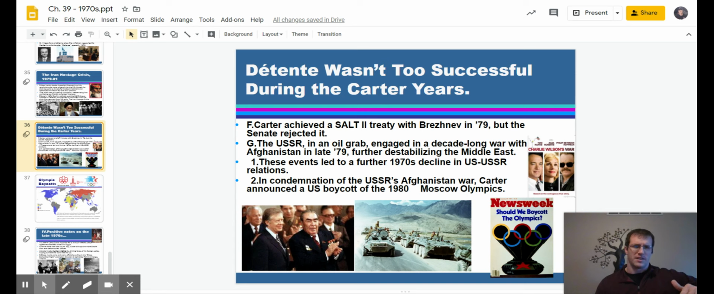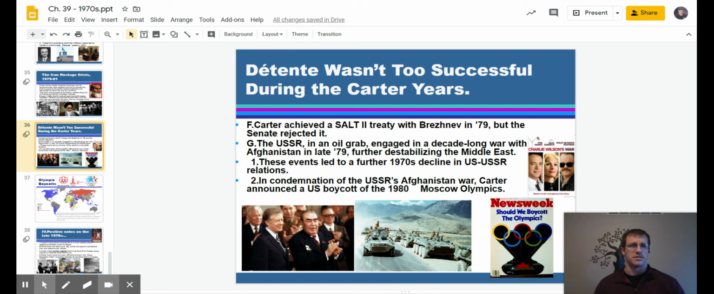So remember, we said that when Carter takes office in '76, he's got a Democratic majority in the House and the Senate. I believe in '78, that changes in the Senate. The Republicans take back a majority in the Senate, if I remember correctly. So by the time we get to 1979, Carter achieves this treaty with the Soviet premier to scale back more arms. It's called SALT, the Strategic Arms Limitation Treaty. This is the second SALT treaty.